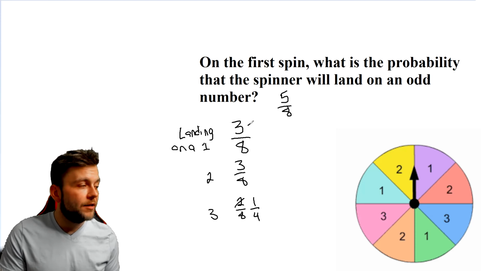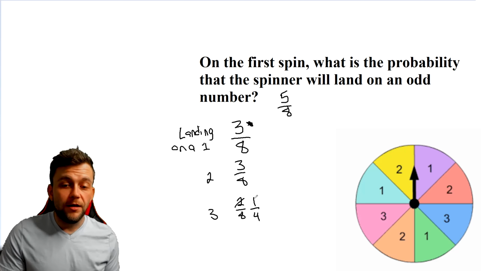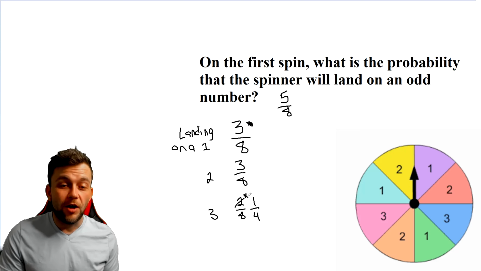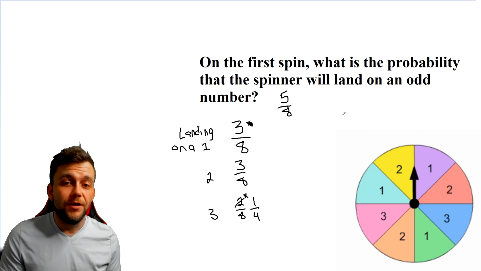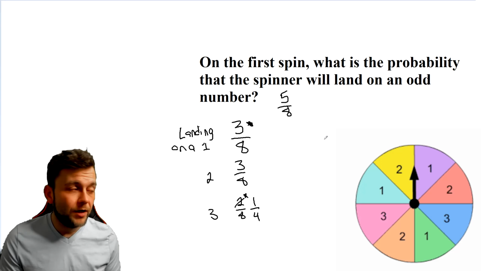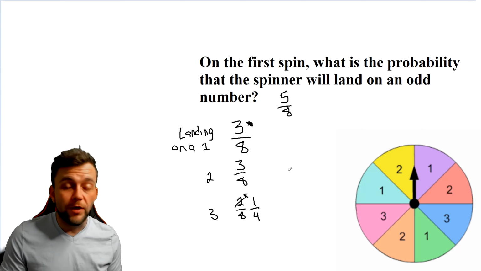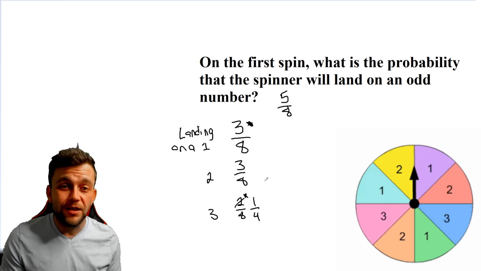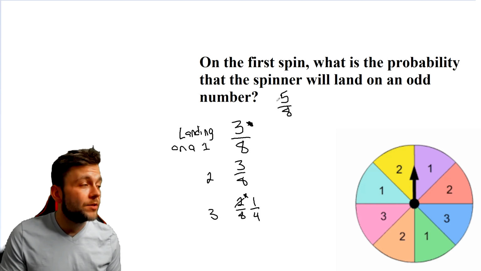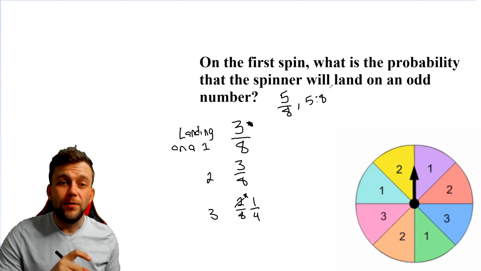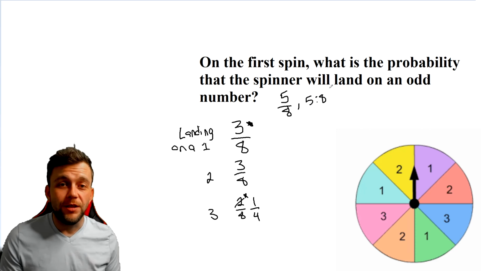We have added our 3 and our 2 here, our non-reduced fraction. We've added those two together because they have the same least common denominator, and that gives us our probability of 5 out of 8. That is the first question dealing with this spinner.